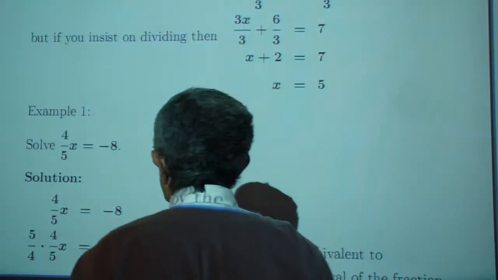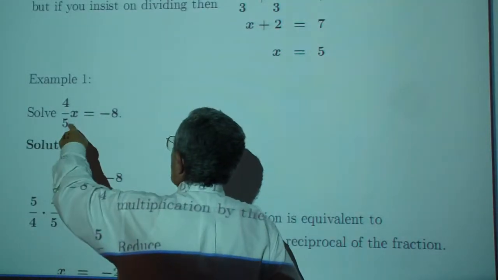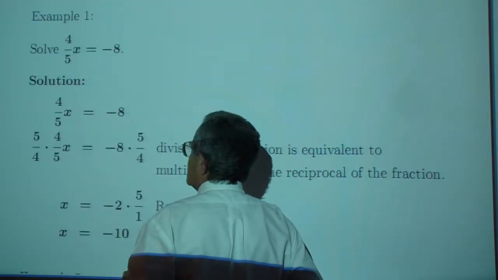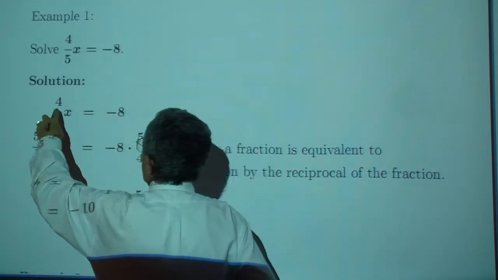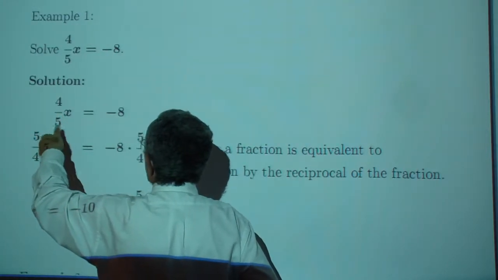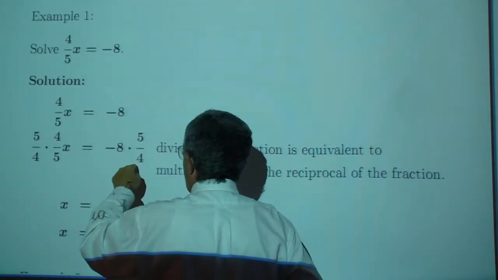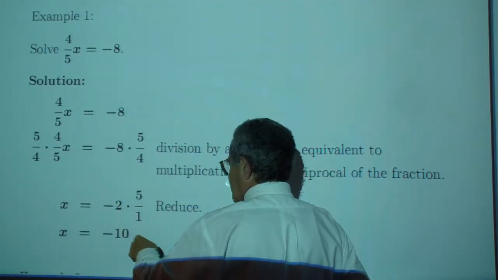Example 1. Solve 4/5 x = -8. Well, multiply both sides by the reciprocal 5/4. This becomes 1 times x. This becomes -2 times 5, or -10.